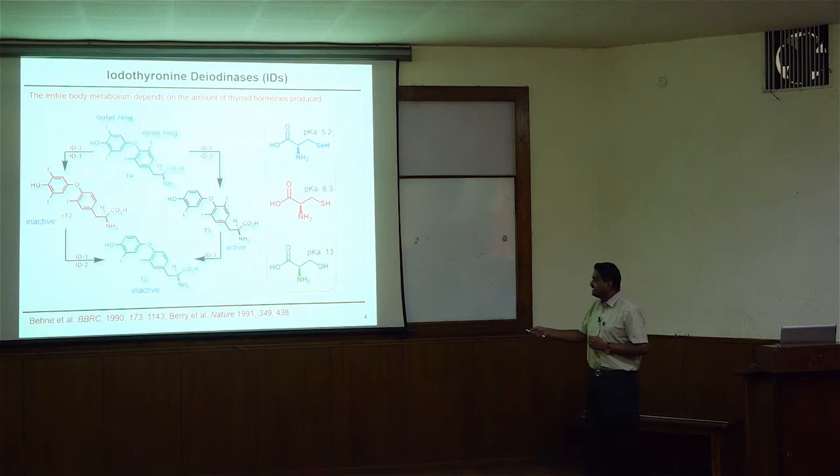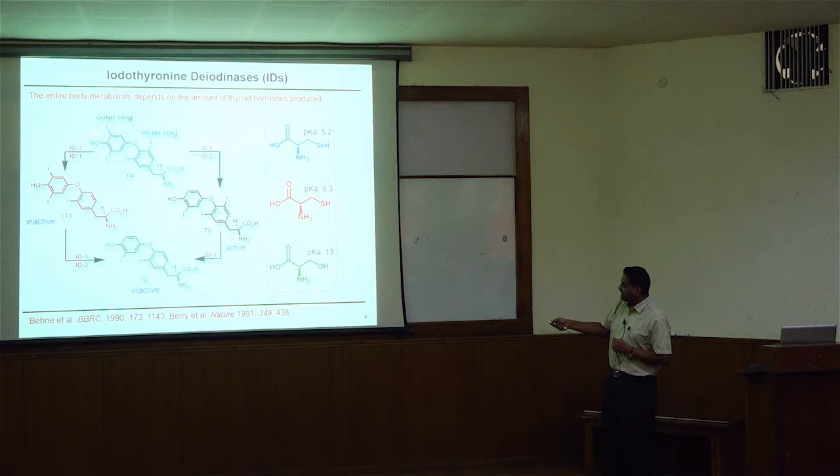And these three enzymes, three isoforms: ID1 removes iodine selectively from the outer ring to produce T3, and ID3 can remove iodine selectively from the inner ring to produce reverse T3, which is biologically inactive, while T3 is active. A perfect balance of these two is important to maintain thyroid hormone homeostasis. If this enzyme is overactive, it leads to hyperthyroidism. If this enzyme is overactive, it leads to hypothyroidism. Therefore, a perfect balance of this hormone is important.